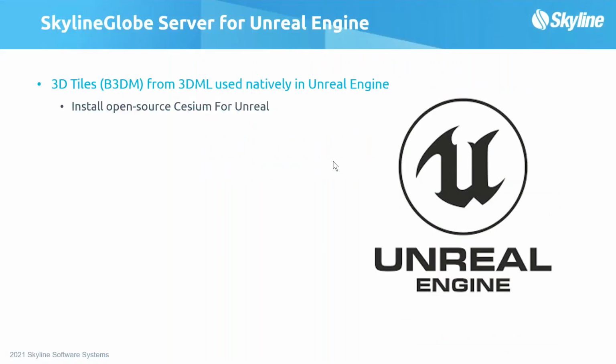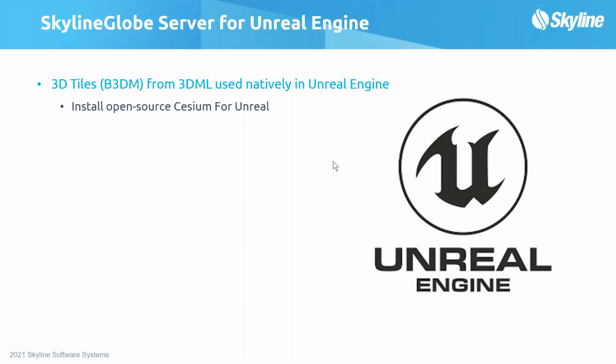And then for the last SkylineGlobe server new functionality: SkylineGlobe server, as said, streams out the 3DML data as 3D tiles, and it works for many clients. Recently, there was an open source development for Cesium for Unreal, which allows you to read 3D tiles data in Unreal Engine, a very nice, beautiful and appealing gaming engine.